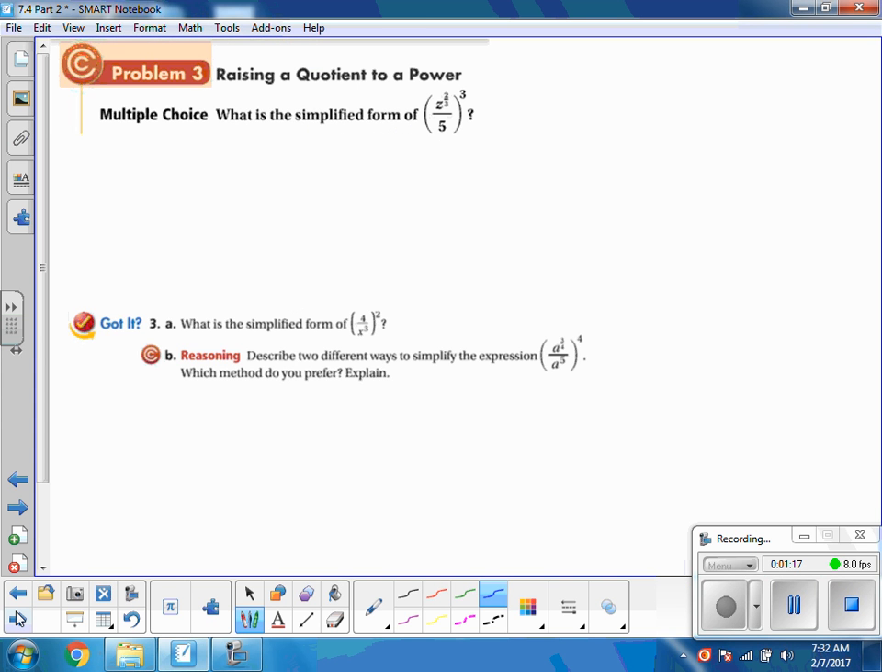Let's keep going. Multiple choice here. Let's take a look at this guy. What is the simplest form of z to the 2/3 power over 5? So we have z to the 2/3 power over 5, and this is all being cubed. So I'm going to distribute the cube to both.